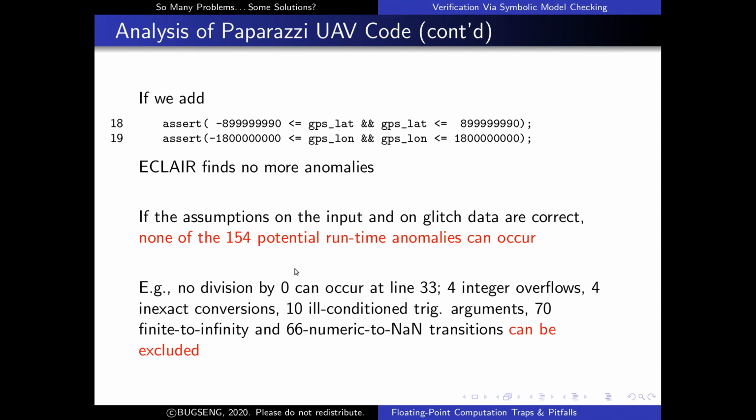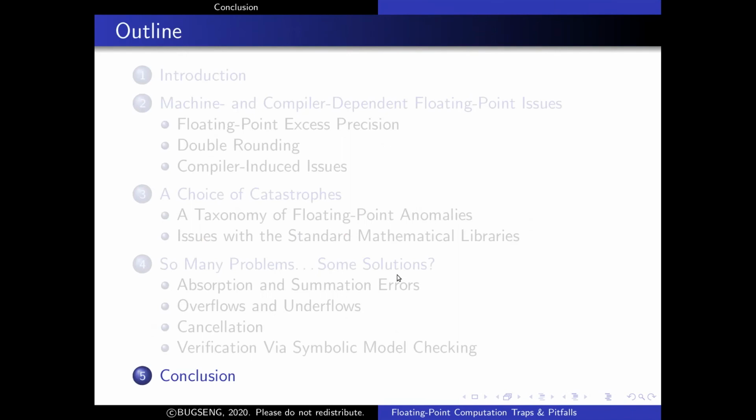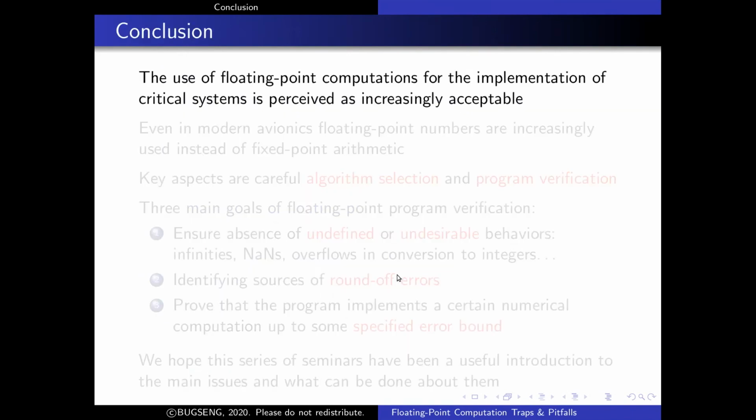For example, there are no divisions by zero, no integer overflows, no inexact conversions. All of those. The numeric to NaN transitions that are theoretically possible in that code are 66, but all of those can be excluded. So, time to conclude.